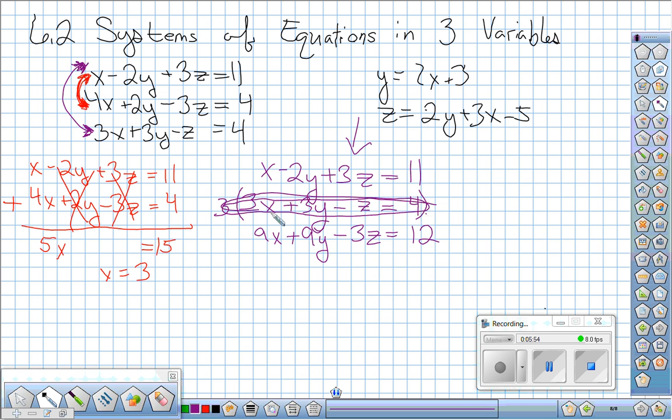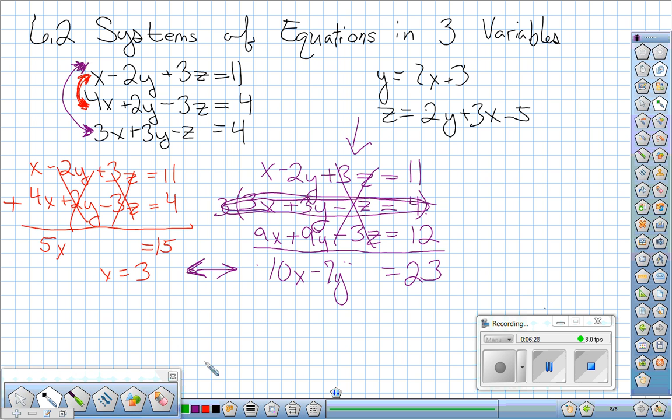Now I'm going to pretend this middle equation never existed until I go back to check my answer. Not saying that it didn't exist, just that I'm ignoring it right now. Then I'm going to add straight up and down. So I will have 10x, and then I will have 7y. I'm adding the top one and this bottom one. 0 z's equals 23.